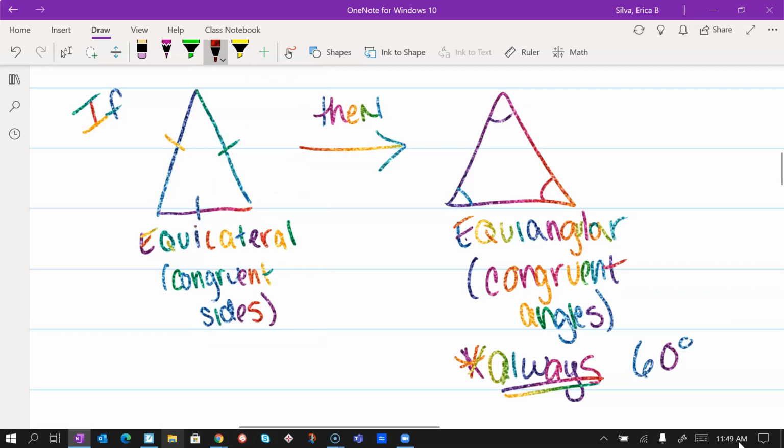And the opposite is also true. If we have equiangular, then they're equilateral. So we're going to go backwards. If equiangular, then equilateral. Aren't they so pretty? The colors. Love them. Yay! Any questions so far? All right, let's start practicing.